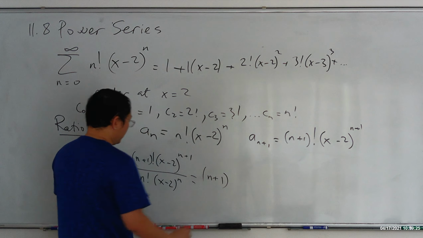When n goes to infinity, the whole thing goes to infinity. Of course, if the limit is infinity, the ratio test says what? The series is divergent. Okay? Except for 2. So for this problem right here, the radius of convergence is r equal to 0, and the interval of convergence is now just 1 point at 2.